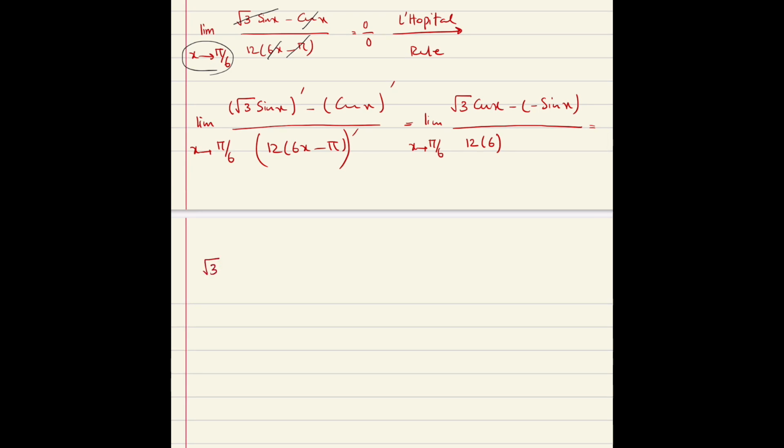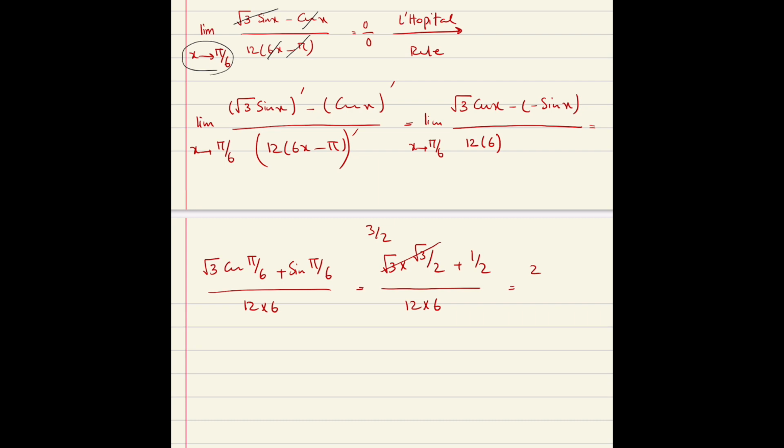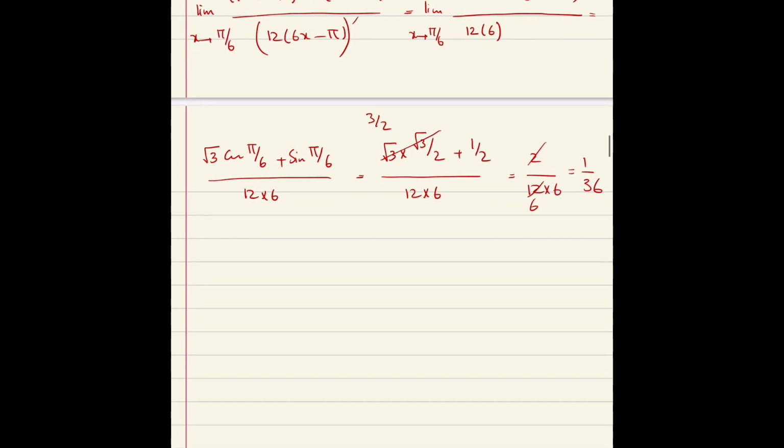So the denominator is 12 times 6, and I have to replace pi over 6 as the x in the numerator. So it would be root 3 cosine pi over 6 plus sine pi over 6, over 12 times 6, or root 3 times root 3 over 2 plus 1 over 2, over 12 times 6. So the numerator would be 2, the denominator is 12 times 6, 2 cancels out with the 12, so it would be 1 over 36 as the answer.